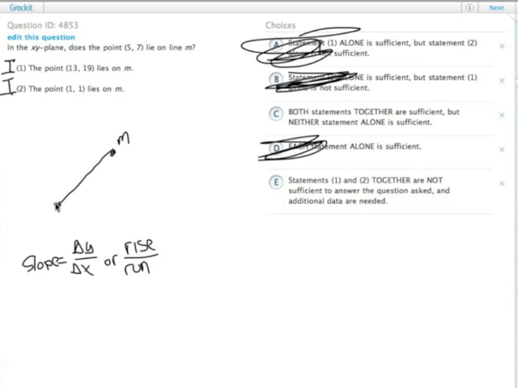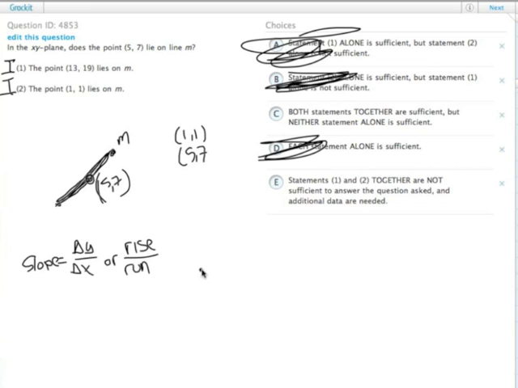If the slope of line M is equal to one of these 2 points, say (1, 1) and (5, 7), if the slopes are equal and they both share the same initial starting point, so (5, 7) is here, then (5, 7) is on line M.